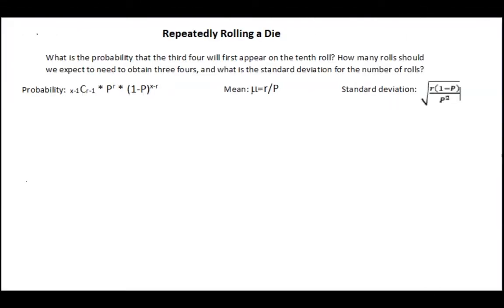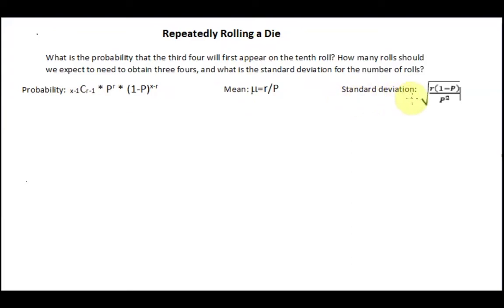This is the example for the negative binomial distribution. Here, it says: what is the probability that the third 4 will first appear on the third row? How many rows should we expect to need to obtain three 4s? And what is the standard deviation for the number of rows? For the first question, we will use the formula for the probability. For the second one, we will use the formula of the mean, and for the third one, the formula for the standard deviation.